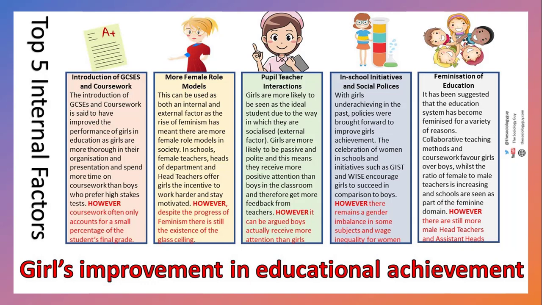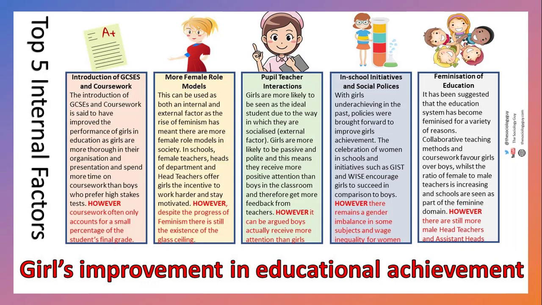Okay, more female role models in schools, so we have more female teachers, more female heads of department, more female heads now than before, and this acts as girls seeing an educated role model, and it gives them higher aspirations. The more females there are in schools, it means there are fewer males in school, which means there's a lack of male role models, and I'll look at that in a second and how that can have an impact.